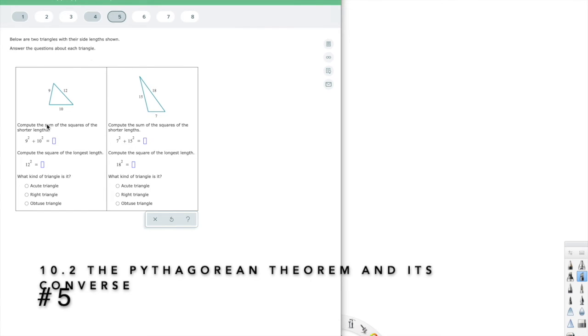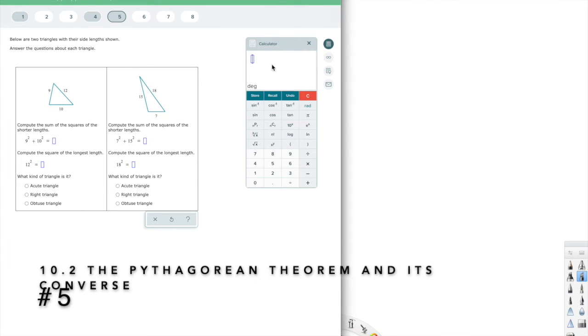So compute the sum of the squares of the shorter lengths. So we have 9 and 10. Those are the two shorter lengths. So we have 9 squared and 10 squared, and they do give us a little calculator here if you need it. So we have 9 squared, which is 81, plus 10 squared, which is 100, so that one's not too terribly crazy. So we have 181. And then down here it says compute the square of the longer side, so that's 144. So what kind of triangle is it?